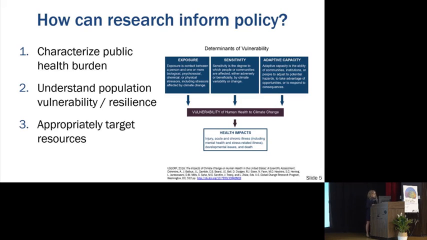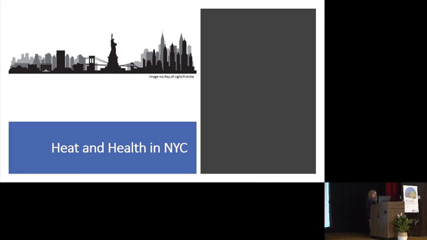And then finally, it's a good way to appropriately target resources. If we identify vulnerable populations or neighborhoods, we can think about where to direct resources more appropriately, and also how to intervene on them from the different ways that those populations are more vulnerable. So I'm going to quickly run through two case studies from my own research. The first is a completed study on heat and health in New York City, and I'm going to talk about some of the impacts that this study had on local policy, and then I'll get to in-progress work.